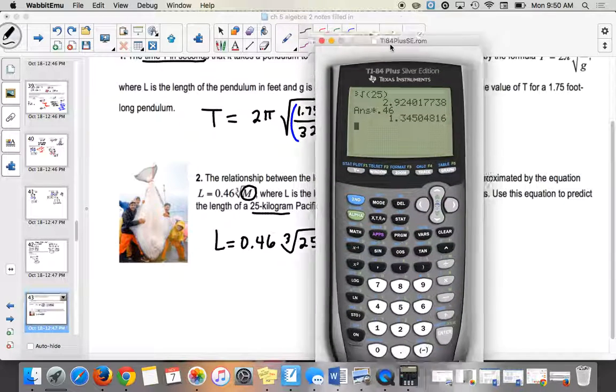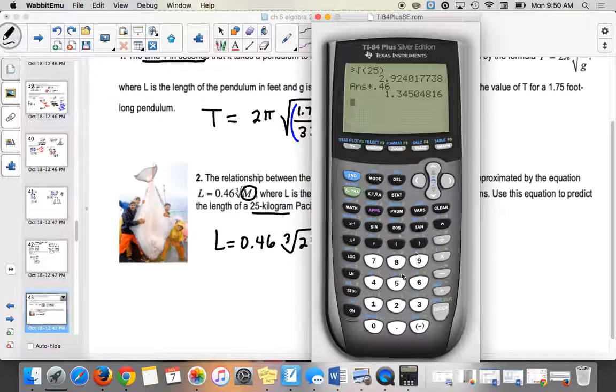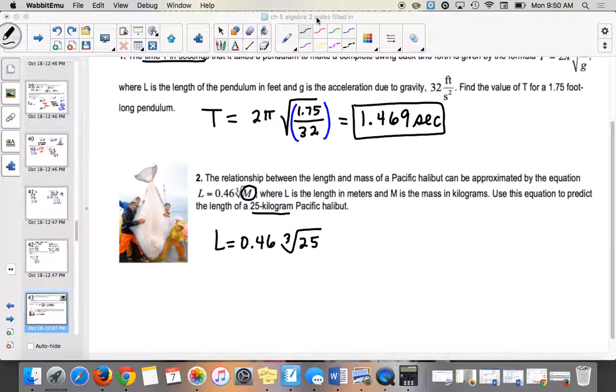So it's pretty big. All right, but if you didn't want to do that, you can also do 25 and then raise to, that little caret symbol I was talking about, and then do parentheses 1/3. A 1/3 power is the same as a cube root. Do you guys see how the cube root of 25 is the same as 25 to the 1/3? So 2.9424, and then multiply by the 0.46. So either way, you should get 1.345 meters.